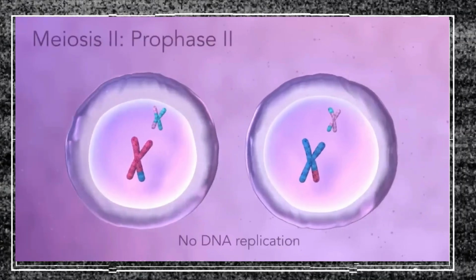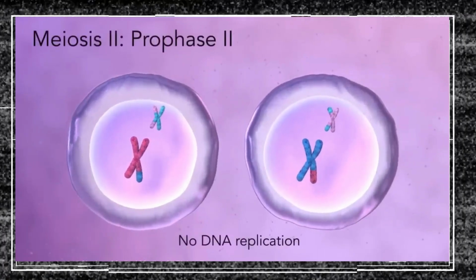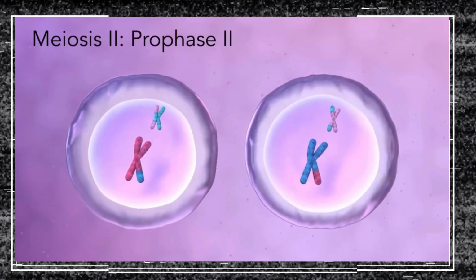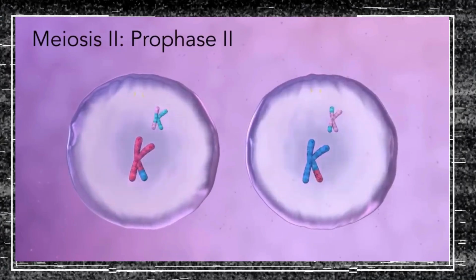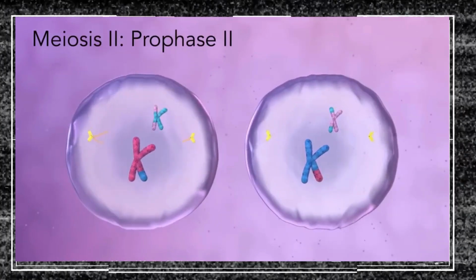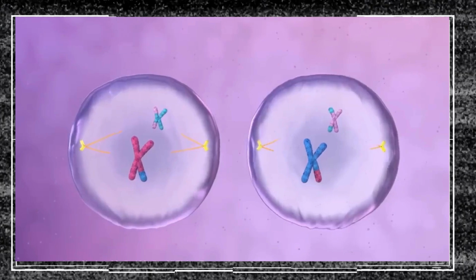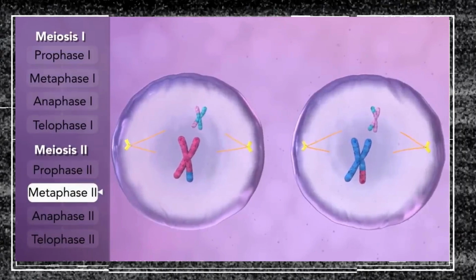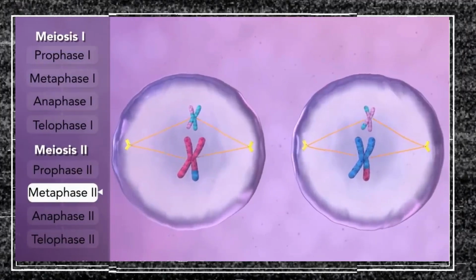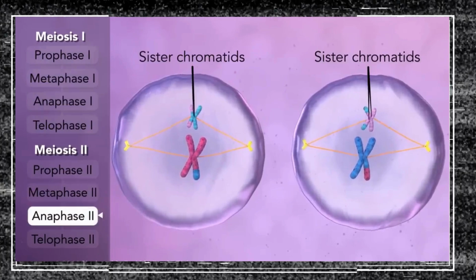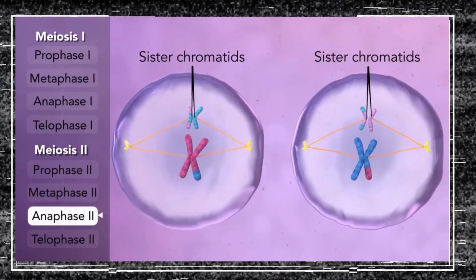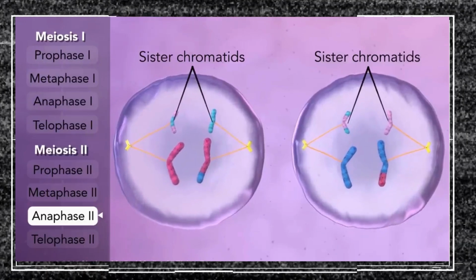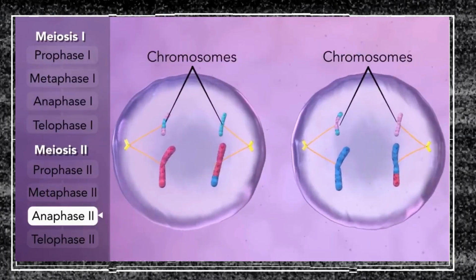However, unlike meiosis I, DNA does not replicate before meiosis II begins. Once again, in prophase II, the nuclear membrane disappears, and spindle fibers fan out from the 2 sets of paired centrioles. During metaphase II, the chromosomes in each cell line up at the equator and attach to spindle fibers from both poles. During anaphase II, the sister chromatids of each chromosome separate and move to opposite poles. Once the sister chromatids separate, they're called chromosomes.